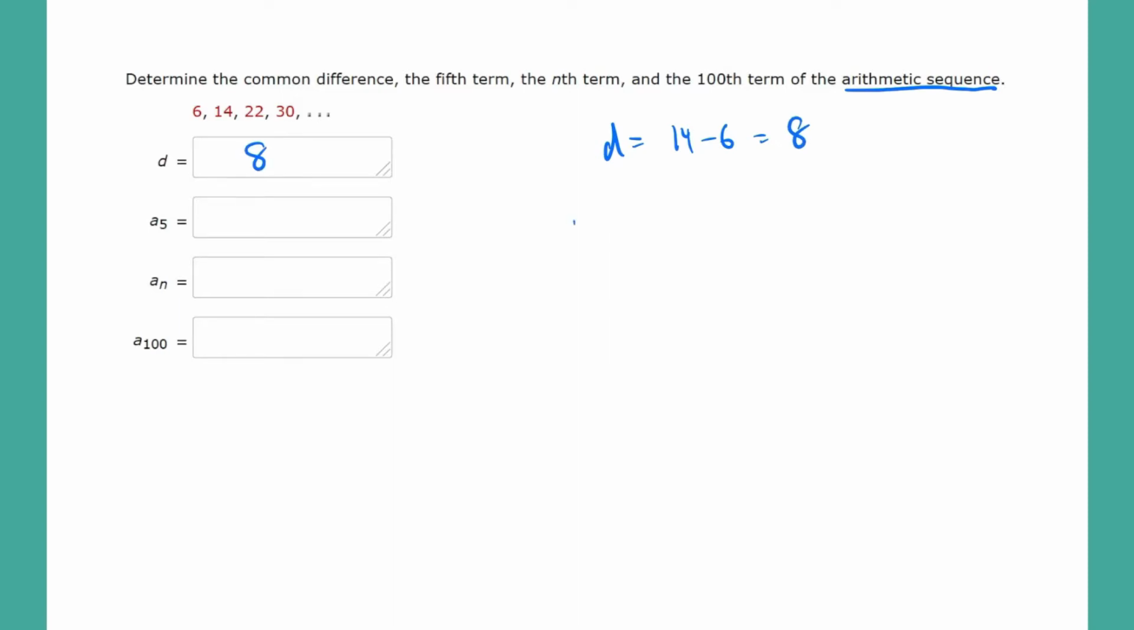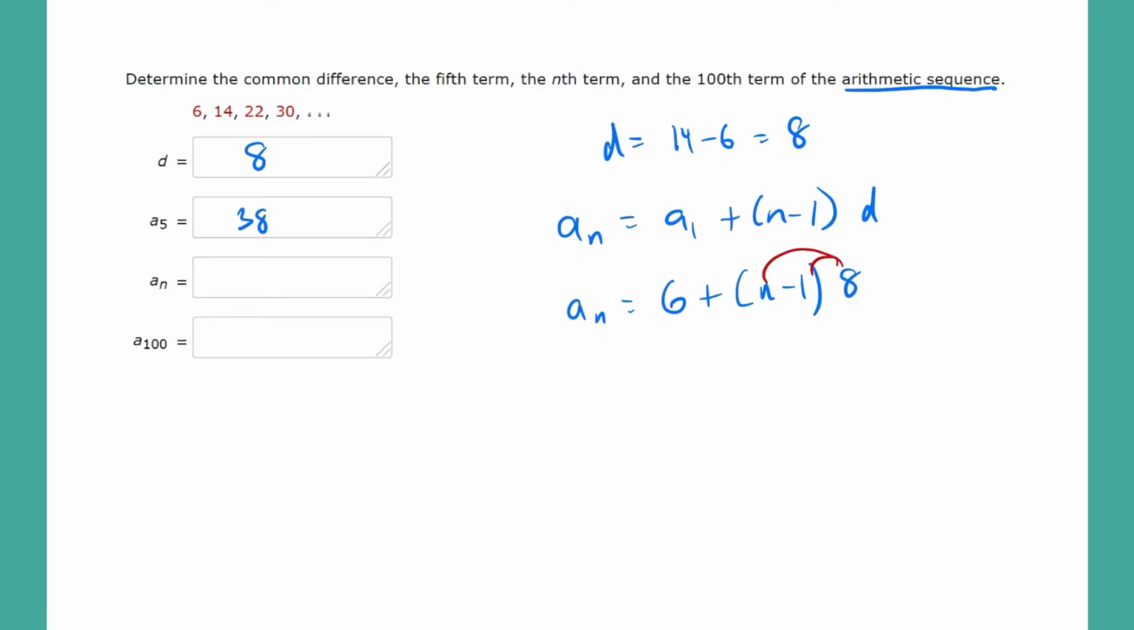The 5th term, well, first we have to find the formula for the general term, or we can actually just count: 1, 2, 3, 4. So the next one would be the 5th. All we've got to do is keep on adding 8 and 8 and 8 and 8. So the next term would be 30 plus 8, which is 38. The general formula, we can use our a sub n equals a sub 1 plus n minus 1 times d. And if we do, we're going to get the first term is 6, and our common difference is 8. Distribute, combine like terms.